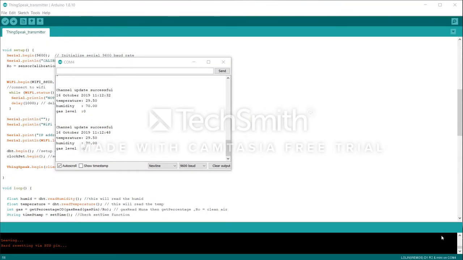This gas level determines the level of the carbon monoxide in particles per million. The channel update can be delayed due to the environmental conditions on where the transmitter is used. It is also due to the functionality and the data that can be recorded by the gas sensor. A huge number can be seen on the output, but this output is normal for the gas level because it is recorded in particles per million.